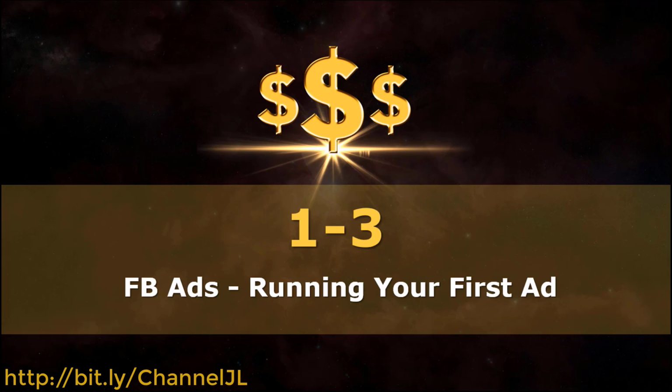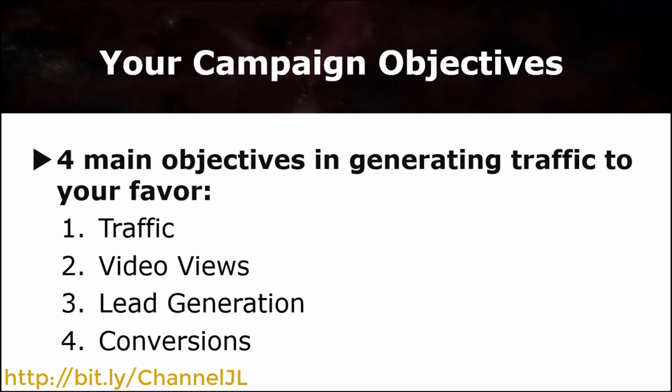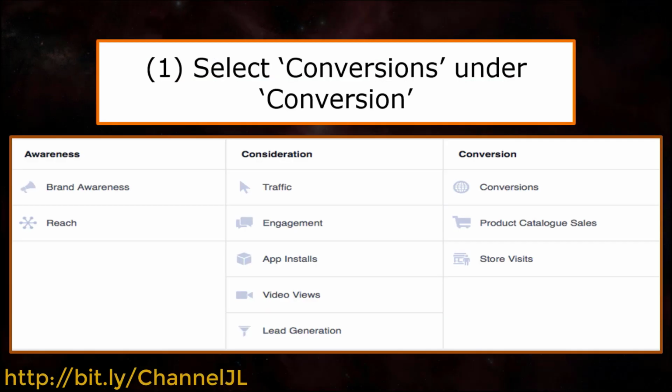We've reached the final module of the Facebook Ads series. In this module, I'll walk you through the steps to run your very first ad campaign. As mentioned in the previous module, there are 4 campaign objectives, which are specifically catered towards generating traffic to your favor. The 4 objectives are traffic, video views, lead generation, and conversions. For this particular module, we will only be focusing on conversions to illustrate a clear example of how you can start running your ads. Conversions functions to drive actions to your website or app.